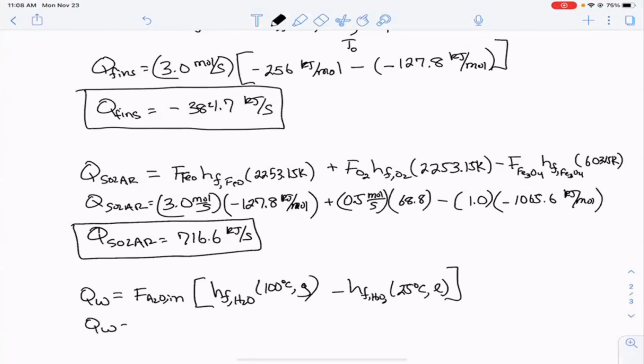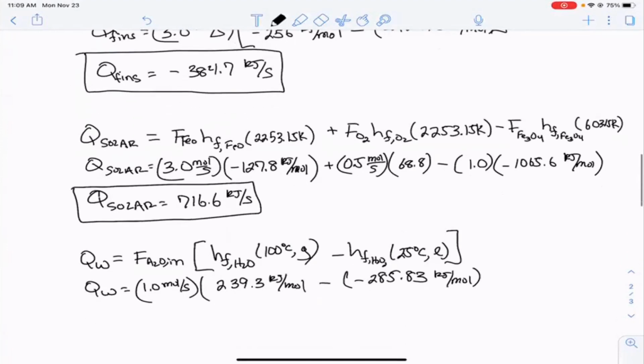Q water is then just equal to 1.0 mole per second times the heat of formation, which is 239.3 kilojoules per mole, minus a negative 285.83 kilojoules per mole. And so we find that Q water is equal to 46.5 kilojoules per second. Okay.